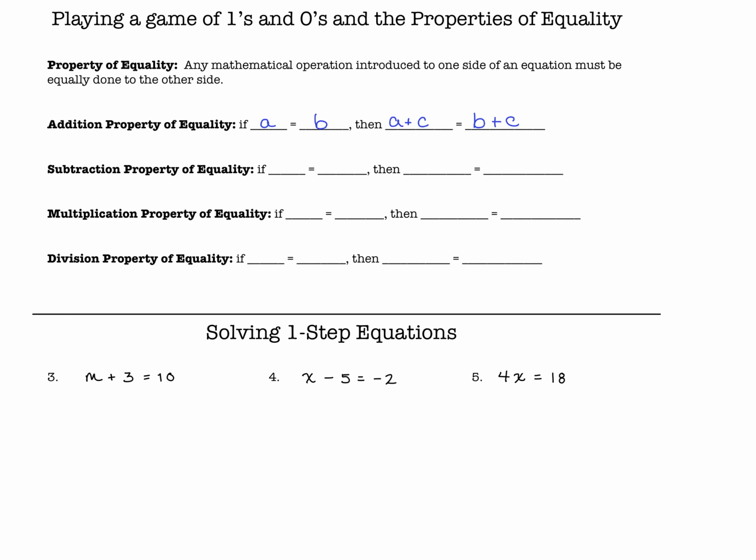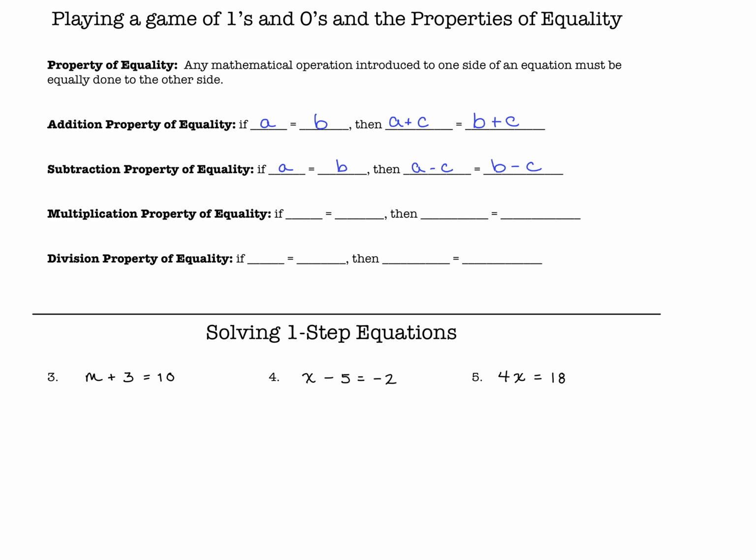Subtraction property of equality. We start off with that same A and the same B. Then instead of adding C, if I say A minus C, I must then equally do to the other side minus C. So if I subtract one thing from one side, I must subtract it from the other side.